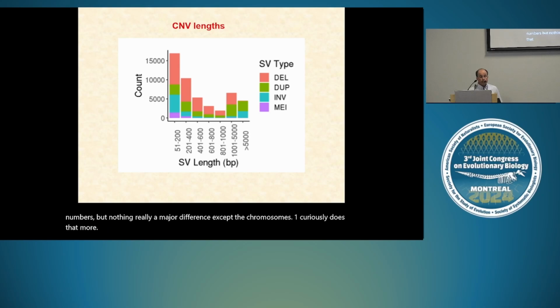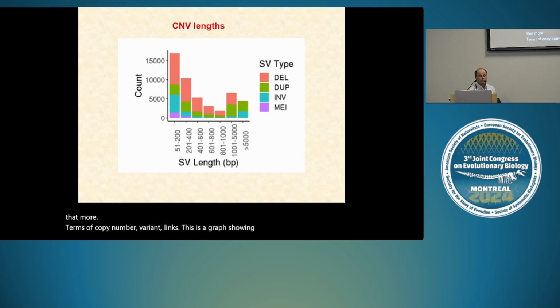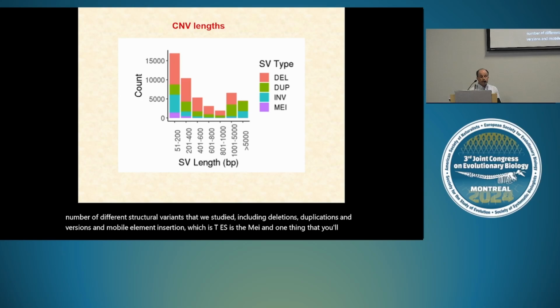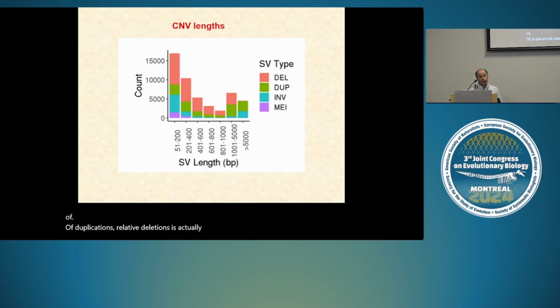In terms of copy number variant lengths, this is a graph showing the different types of structural variants that we studied, including deletions, duplications, inversions, and mobile element insertion, which is TEs, the MEI. One thing that you'll notice is that generally there are more deletions, as I showed on one of the previous slides, but also in the larger size class, for example, this 1,001 to 5,000, the number of duplications relative to deletions is actually increased compared to the smaller size class, which was kind of interesting.